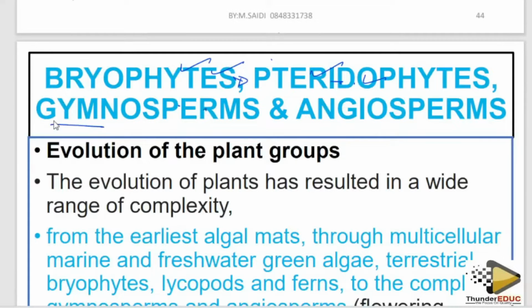We call them gymnosperms. Gymno comes from what? Gyne. Gyne means what? If you want to be a gynecologist, what are you talking about? What do you want to deal with? So gymnosperms have what are called naked seeds.